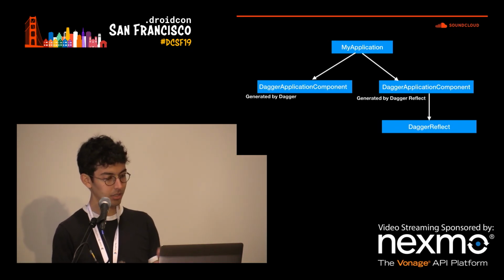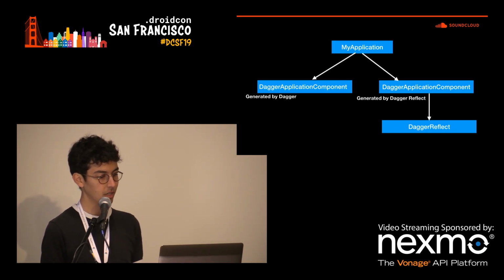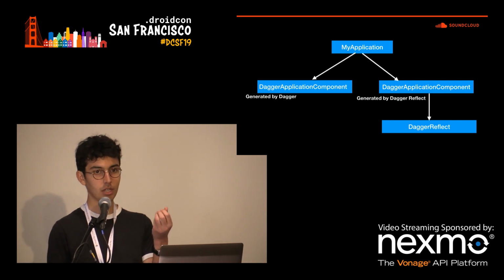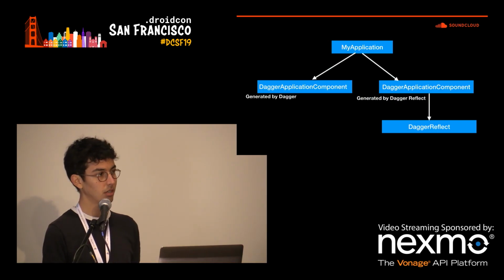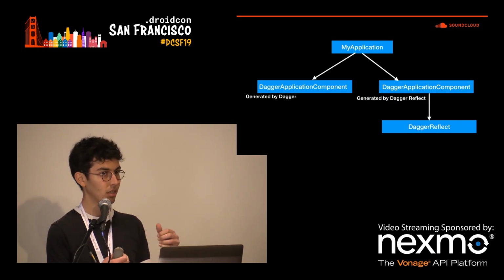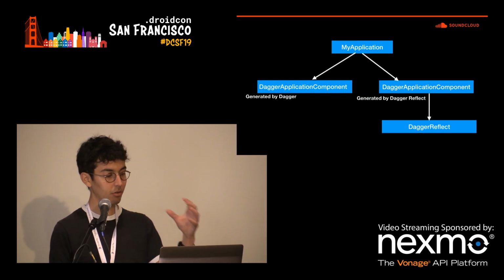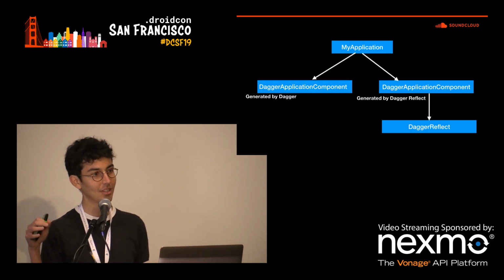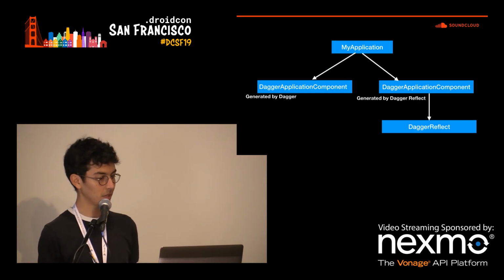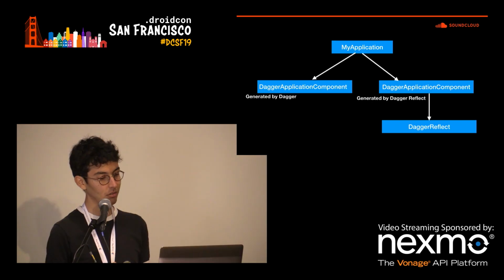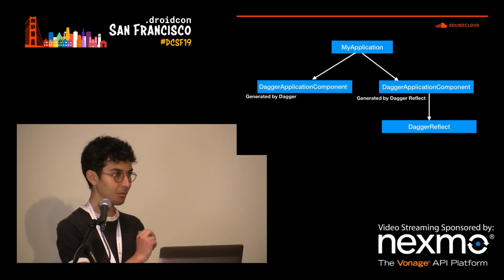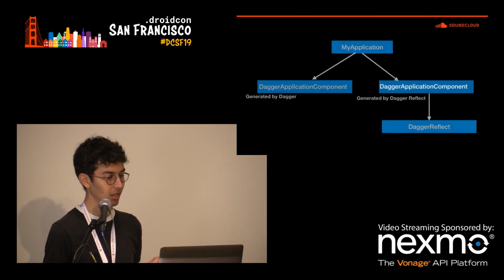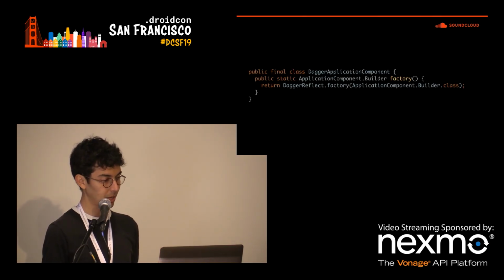Let's talk about how Dagger Reflect works. There's a bit of glue that Dagger Reflect creates to link your app's written code with the Dagger Reflect runtime. And that's done by the Dagger Reflect annotation processor. So we're trying to get rid of annotation processors, but we need a little bit of glue to make the magic happen. So let's take a look at what that magic looks like.